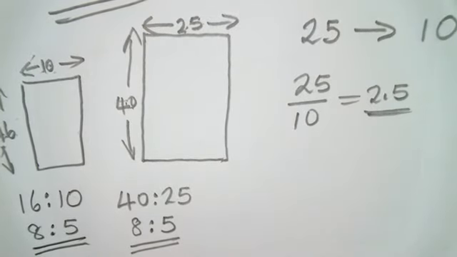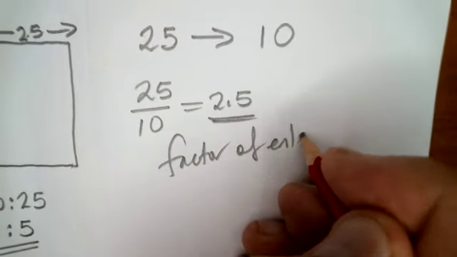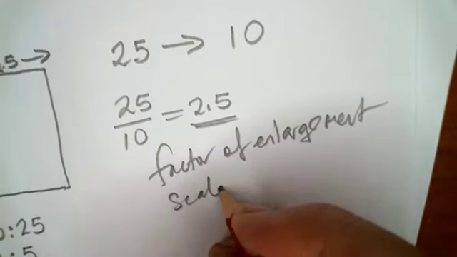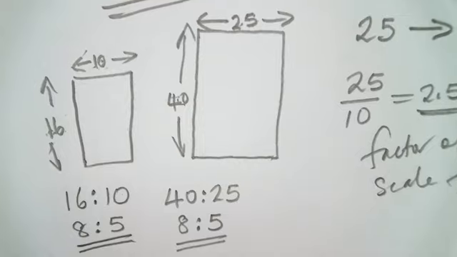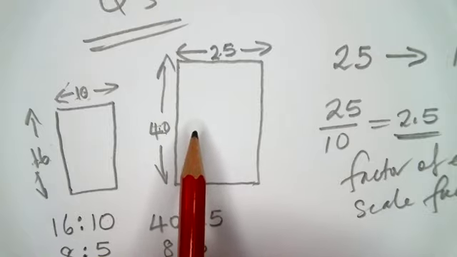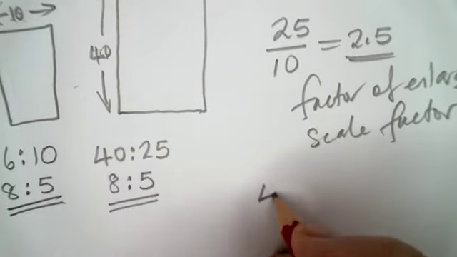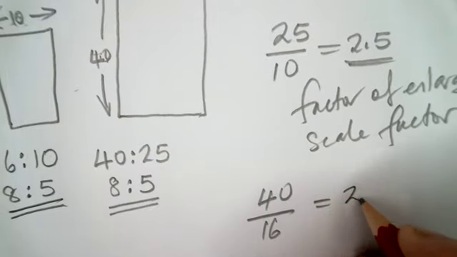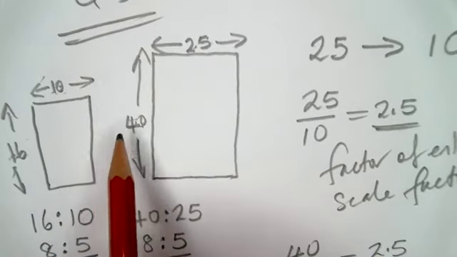And what we just found is the factor of enlargement. That's what we call factor of enlargement. Or if you like to call it the scale factor. Now, it means that this one here is 2.5 times larger than this one, or this one's 2.5 times smaller than this one. And the same must be true, by the way, for 40 over 16. So if I said 40 over 16, and I divide 16 into 40, I'm going to get again 2.5. So it holds true. It doesn't matter which way around you do it, provided you compare like with like, same with same.